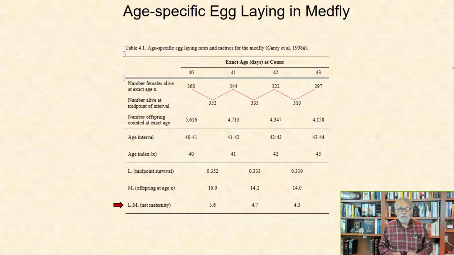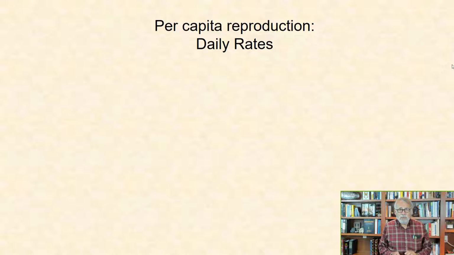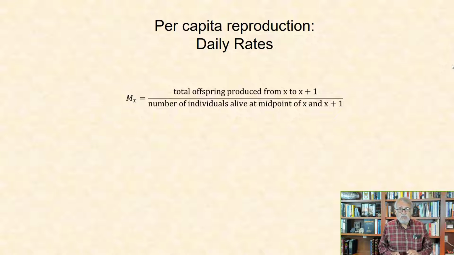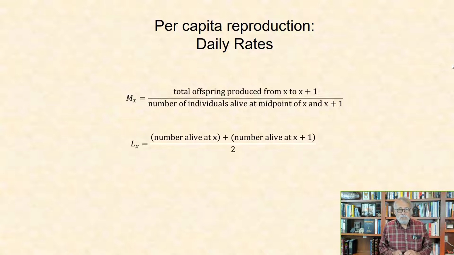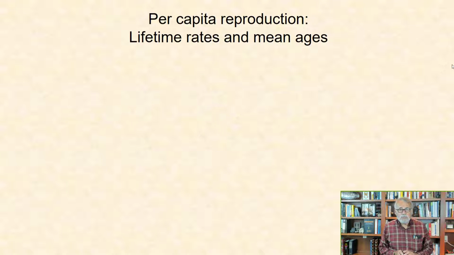The formula for the per capita reproductive daily rates would be MX equal to the total offspring produced from X to X plus 1, divided by the number of individuals alive at the midpoint. LX would be the number alive at X plus the number alive at age X plus 1, divided by 2. The key formulas for these various rates are given as follows.